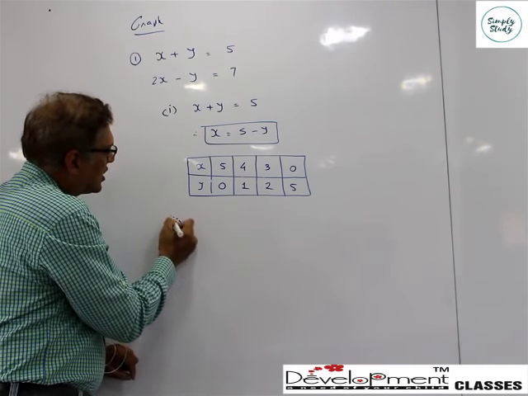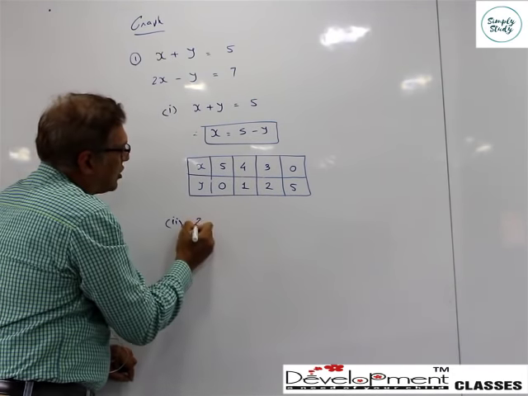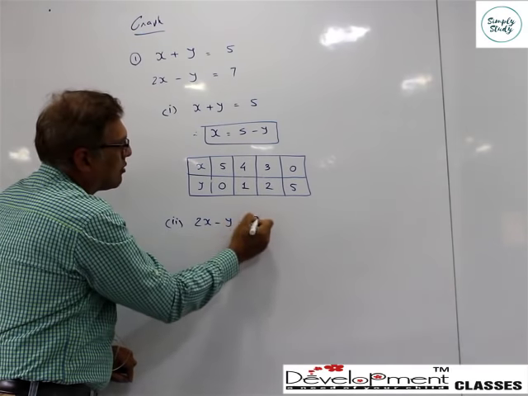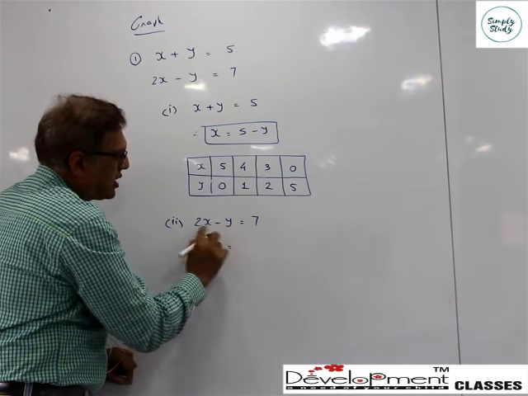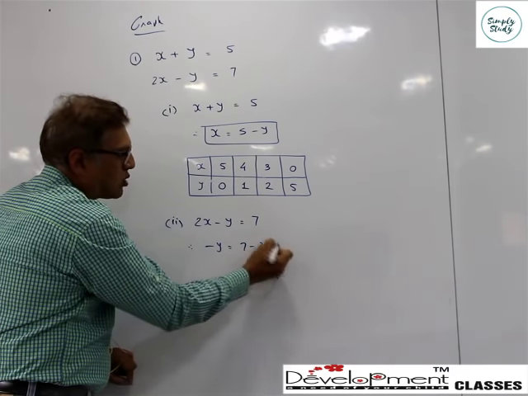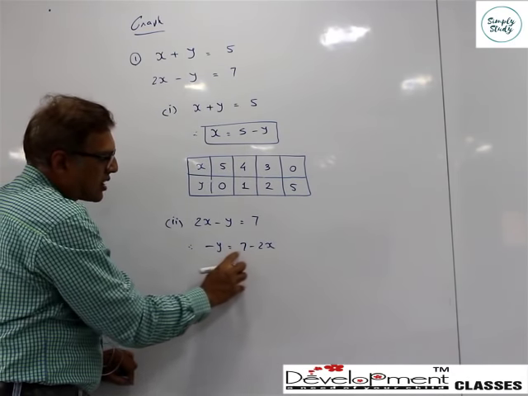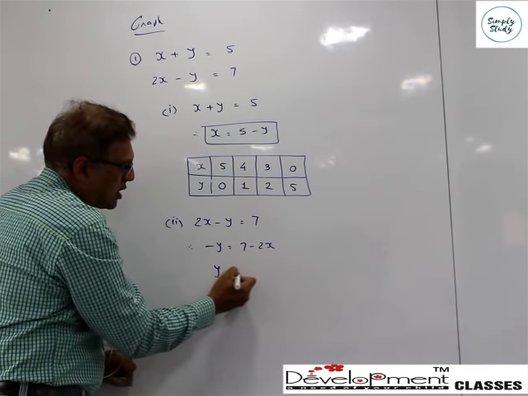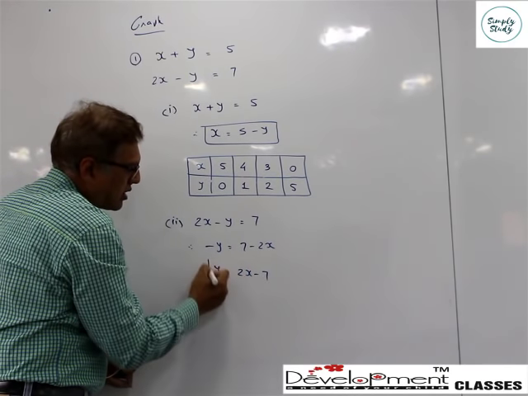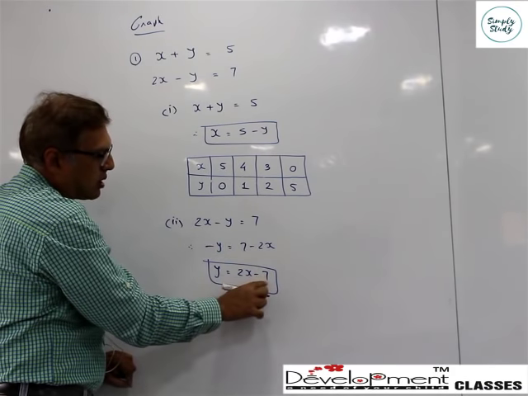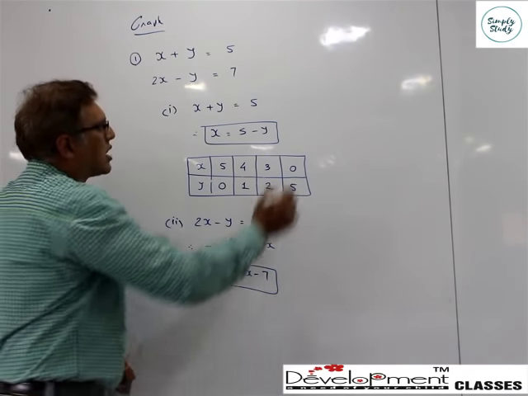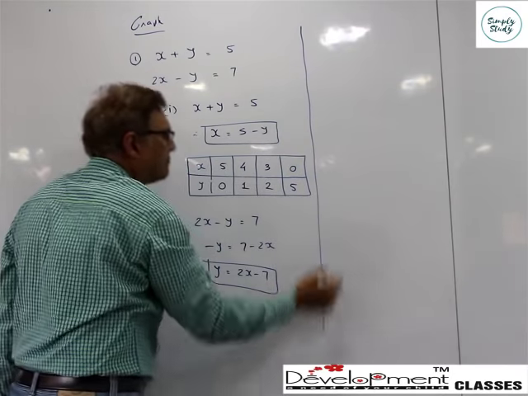Now let us consider the second equation, 2x minus y is equal to 7. So therefore minus y is equal to 7 minus 2x. And if we change the sign of all the terms, then y will become 2x minus 7, because minus 2x is becoming plus 2x and 7 is becoming minus 7. Now let us make a table for that one.